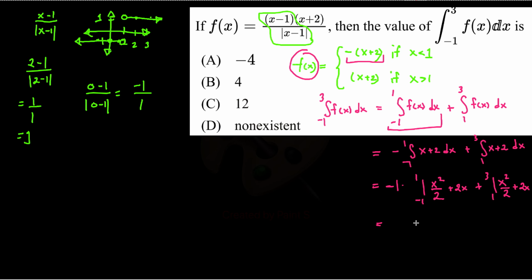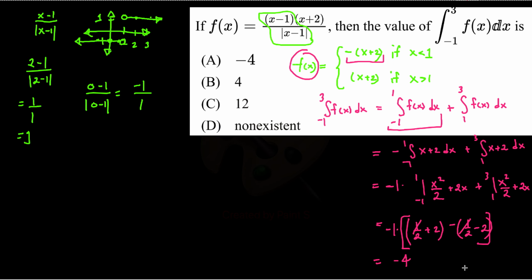So when I plug in 1, I'm going to get 1/2 plus 2, minus the lower bound value, which is 1/2 minus 2. And the whole thing is times -1 for this first integral. So what do I get here? This is 2 minus -2, so it becomes plus 2. So it's 4, and then the halves cancel. It's just 4. 4 times -1 is just -4.